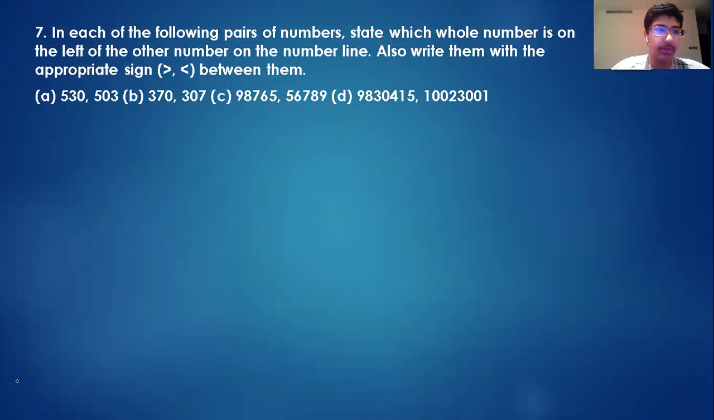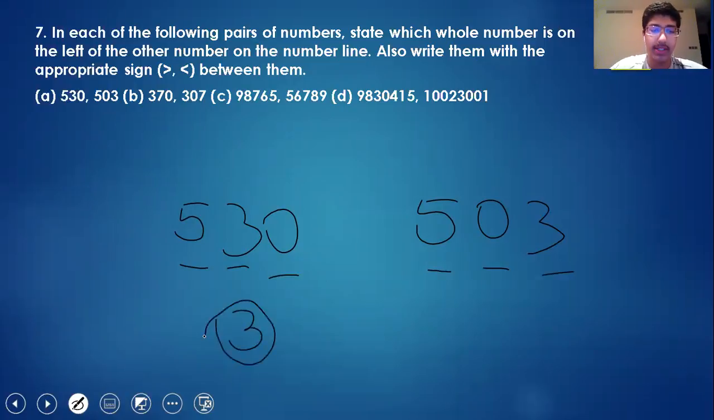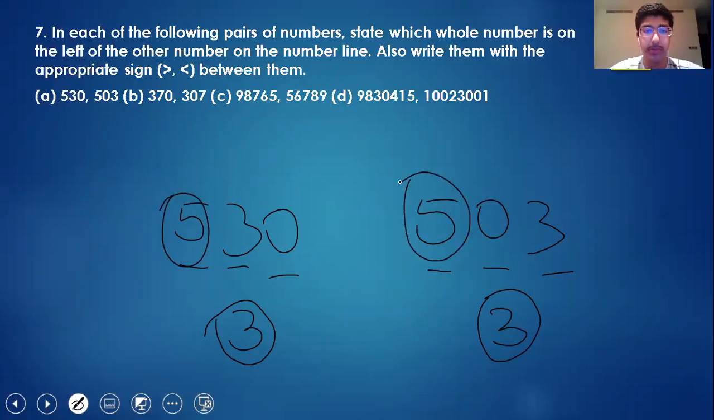First question, 530 and 503. Okay, first we look at the number of places in each number. 530 has 3 places and 503 has 3 places. We always start like this. Since they have the same number of places, we will move on to the last digit of both numbers. The last digits of both numbers are the same, so we have to ignore them.